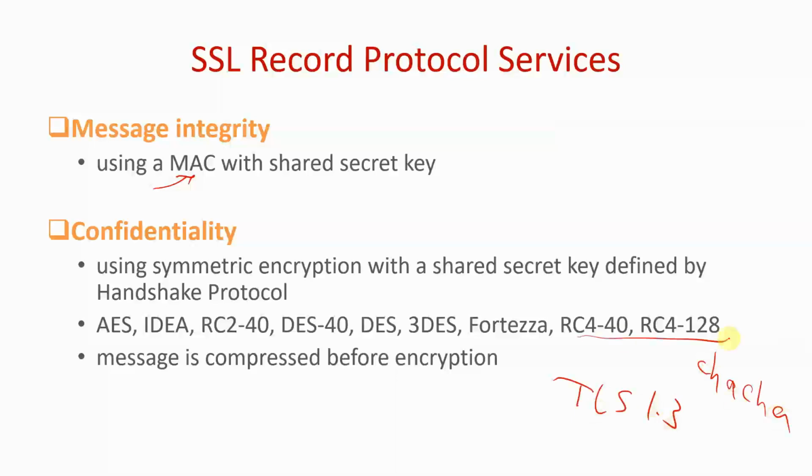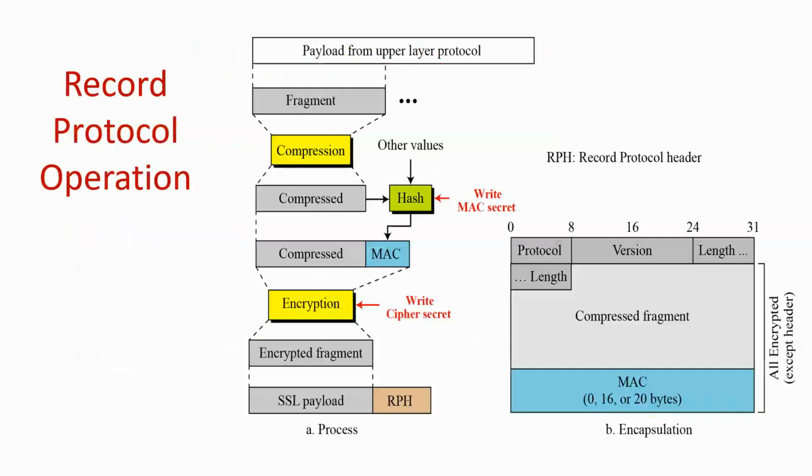Many of these, the ones that you see here, are no longer supported by TLS because they have been deprecated. They are old and insecure, and so they're no longer supported. But over the years, there have actually been several versions of symmetric encryption systems that have been supported by SSL and TLS. How does it work?